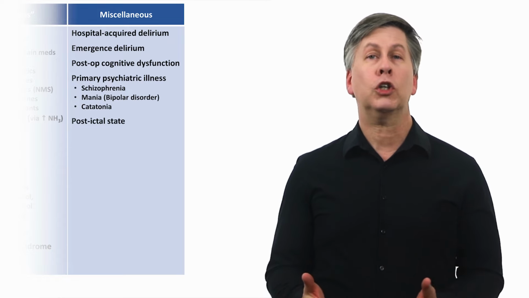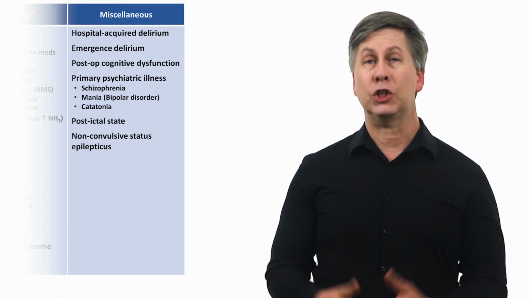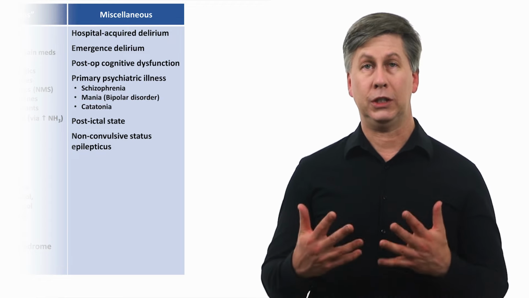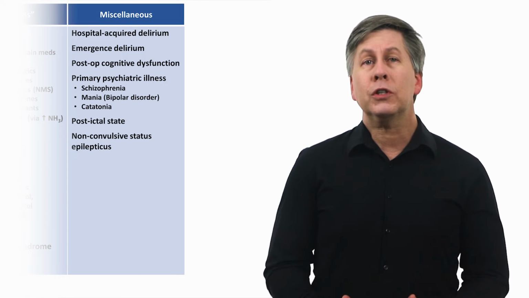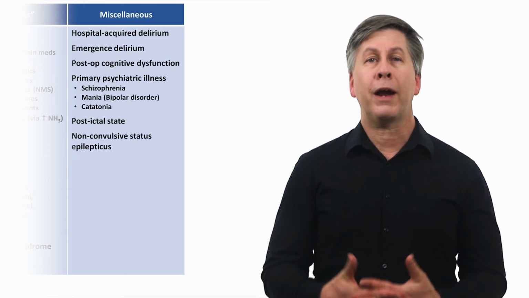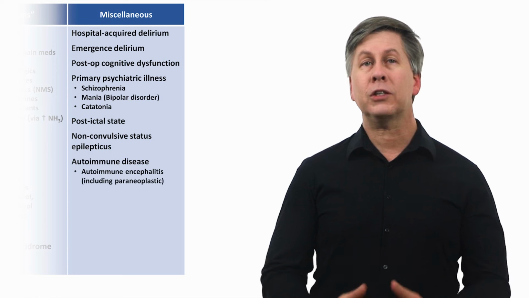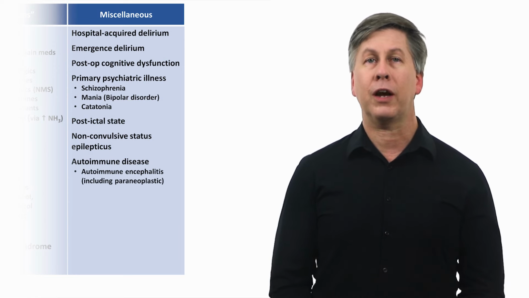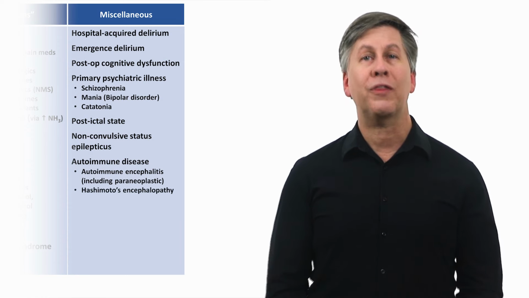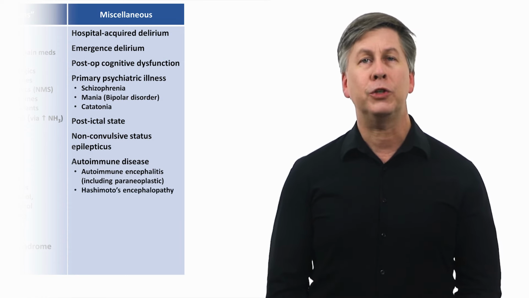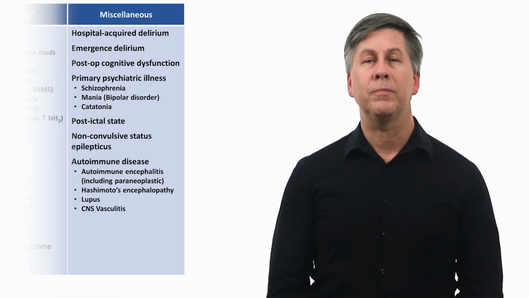Patients can also have a condition called non-convulsive status epilepticus, in which they are experiencing extremely frequent or even continuous seizures, but for some reason they are not physically convulsing their muscles, so the seizure is not externally apparent. Autoimmune disease can include autoimmune encephalitis, including paraneoplastic encephalitis, a condition called Hashimoto's encephalopathy, which is associated with thyroid disease, but which has a distinct pathogenesis, lupus, and isolated CNS vasculitis.